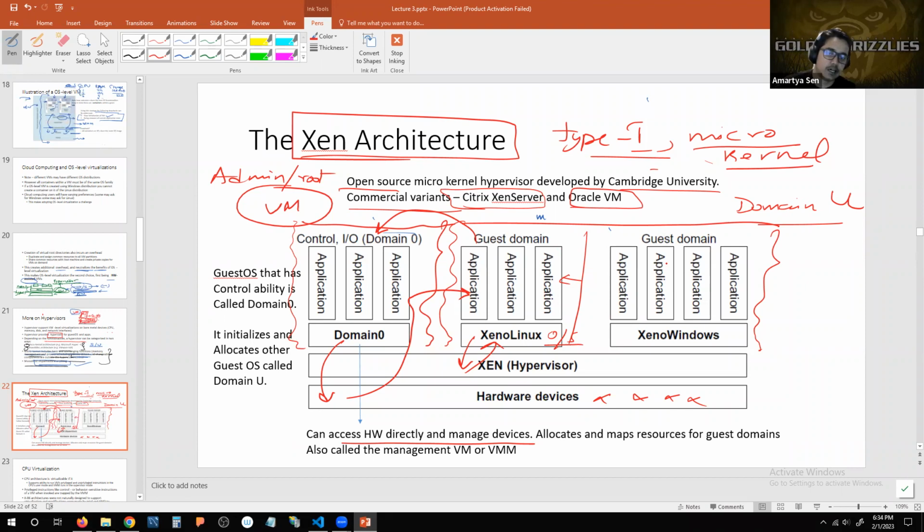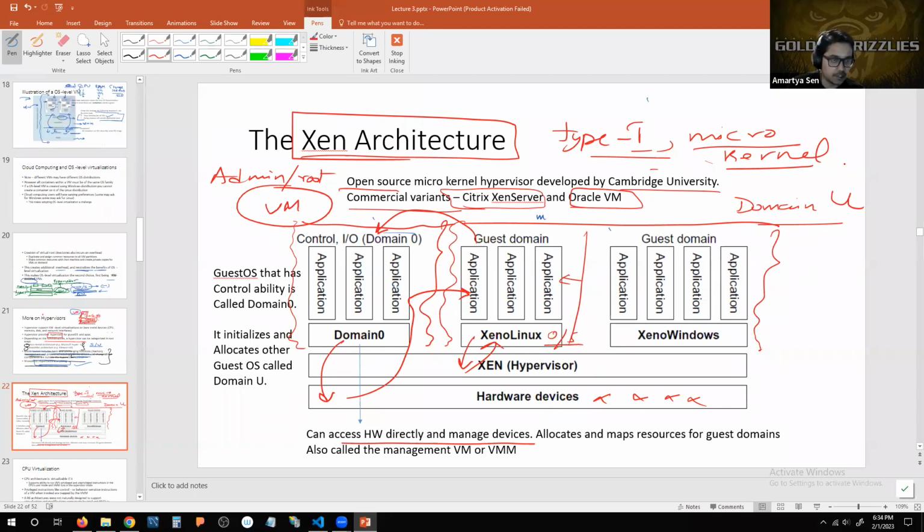So as you can see, based on this architecture, which is a type 1 microkernel architecture, we have addressed the problems with hardware level virtualization. We have also addressed the problems with respect to operating system level virtualization as well.